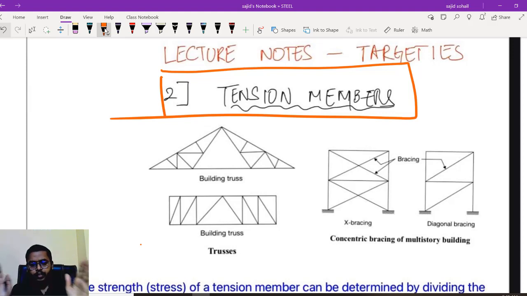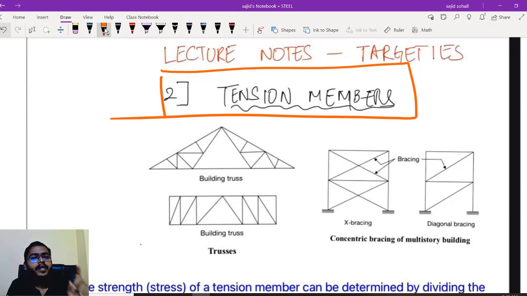Now coming to this topic of tension members, can you give me some examples of tension members? See, in structural analysis, I have taught you the topic trusses. यहाँ पे उसकी जरूरत नहीं पड़ेगी हम लोगों को, but I'm just giving you a rough example.